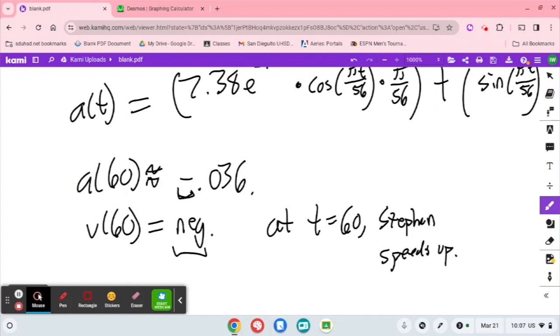Finally, you get a point for justifying why Stephen is speeding up, and you have to say that because v of 60 is negative, and the acceleration at 60 is also negative, then he's going to be speeding up. Again, I clearly mentioned out loud that the signs must be matching for him to be speeding up, but on a test, you and I should both write out in words that that is the reason why he's speeding up. That way the graders aren't confused as to our logic and reasoning behind it.